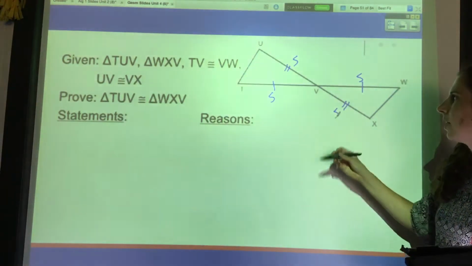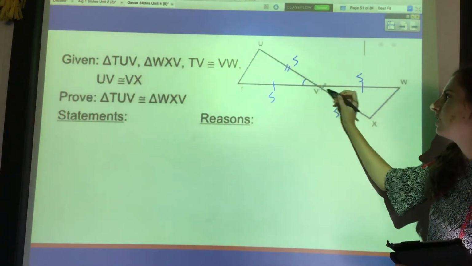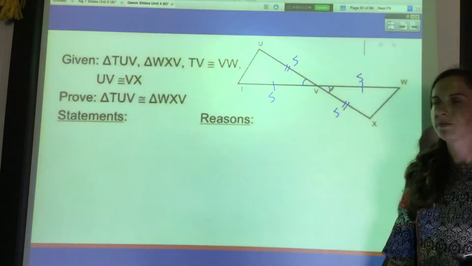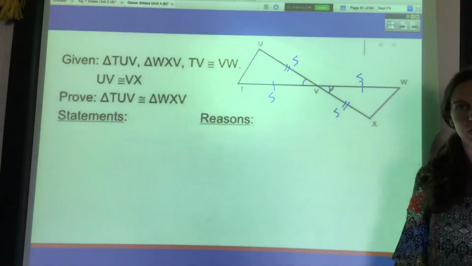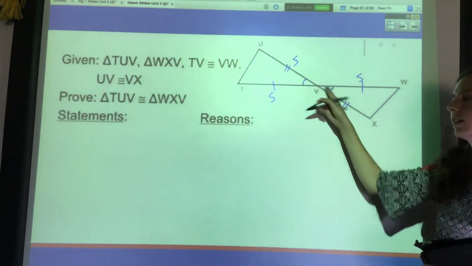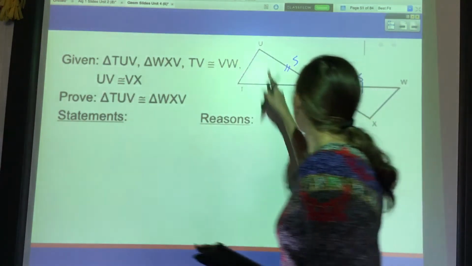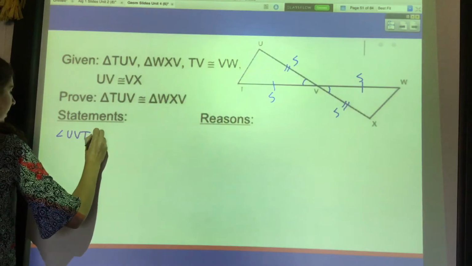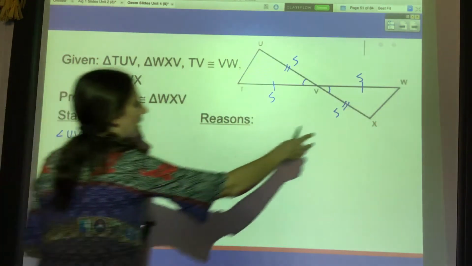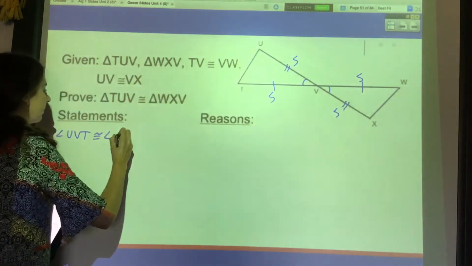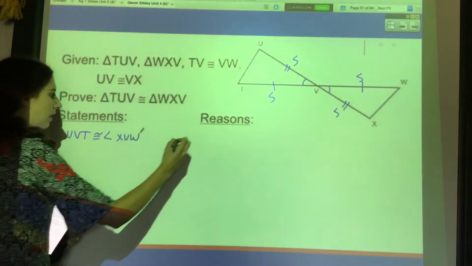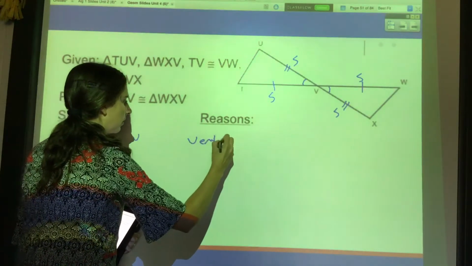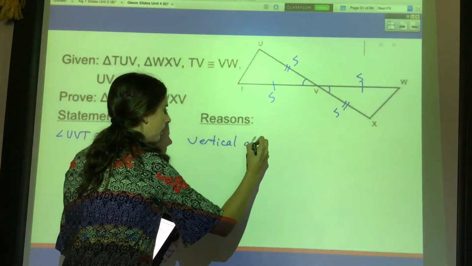So what I have actually is that these 2 angles are congruent. I know that because they're vertical angles. They're across from each other. So I could say angle UVT is congruent to angle XVW. And I know that because they're vertical angles. And vertical angles are congruent.